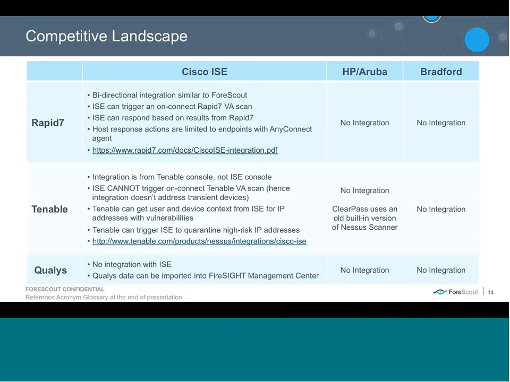Qualys, no integration with ICE, no integration with Aruba, no integration with Bradford. The one caveat to that is that Qualys data can be imported into the Firesite Management Center, but that's just a data upload from Qualys to Cisco. So it allows for reporting within Cisco, but it's not really a bidirectional integration.